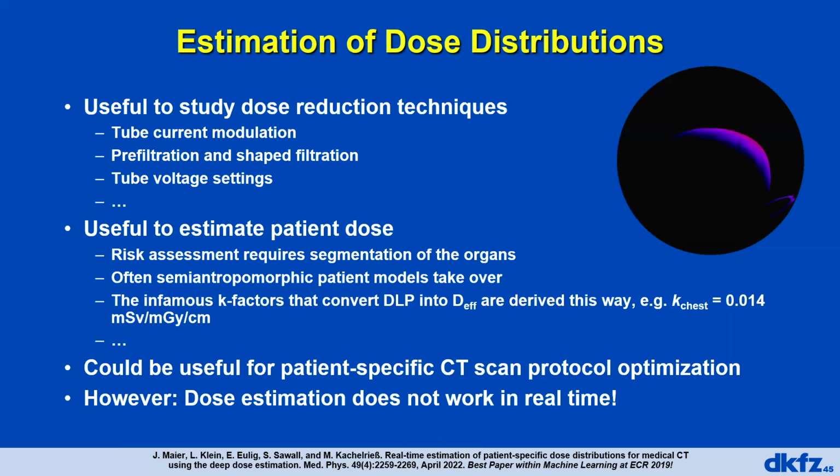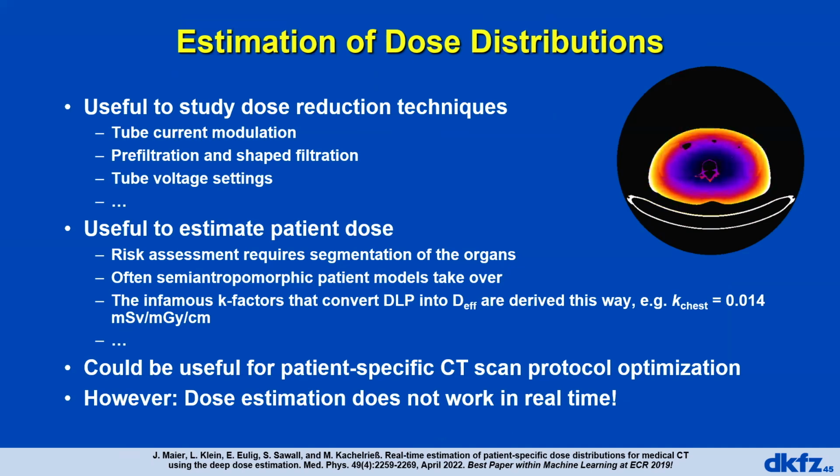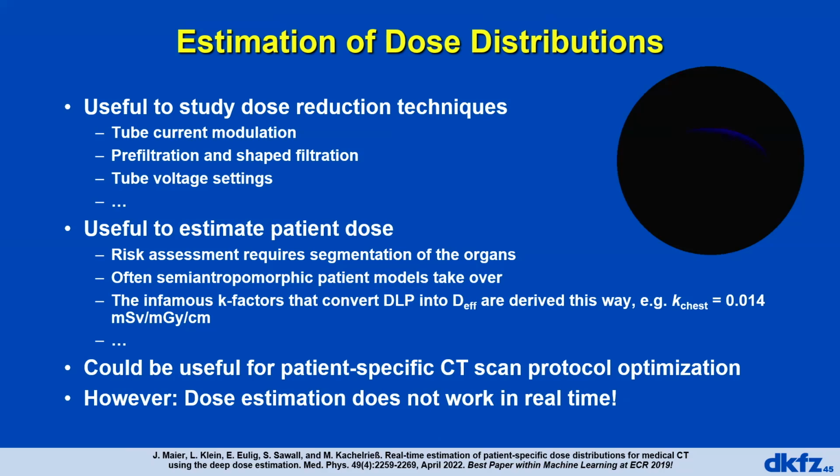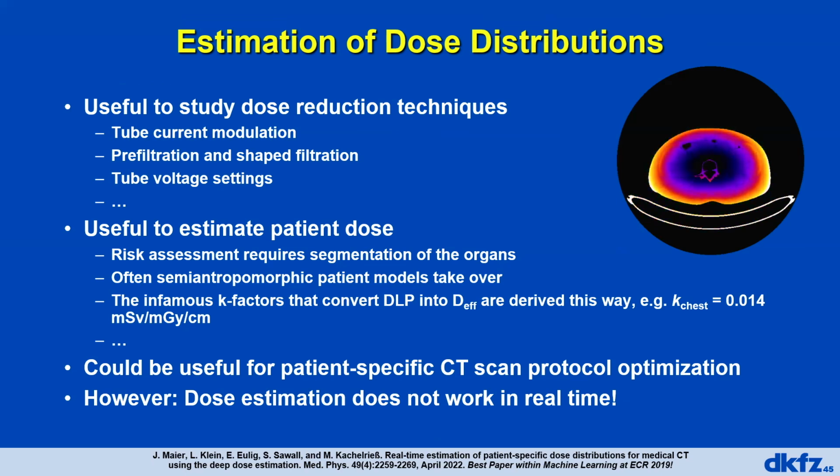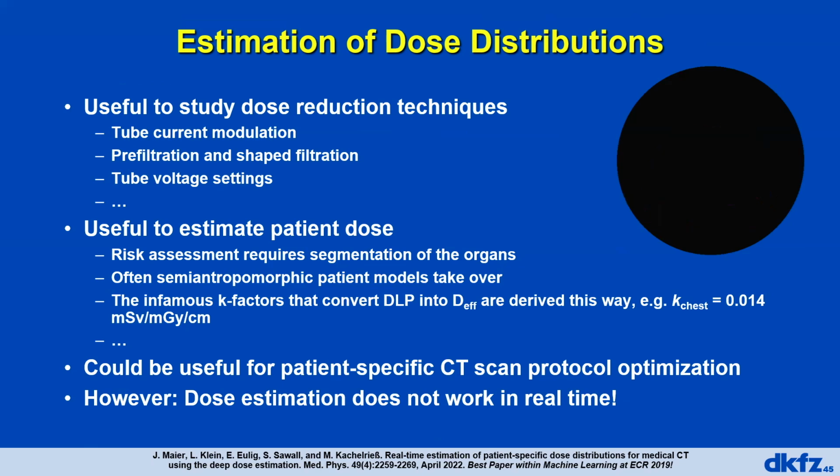Something else that takes quite a while in clinical practice is the estimation of dose distributions. One might ask, why do you want to know the dose distribution in a patient? Well, of course, one application is the risk TCM algorithm I just showed you a couple slides before. But of course, it's also useful to study dose reduction techniques if you implement a novel tube current modulation, if you want to investigate pre-filtration and shaped filtration. And of course, you want to estimate the patient risk. This is also one of the main applications.